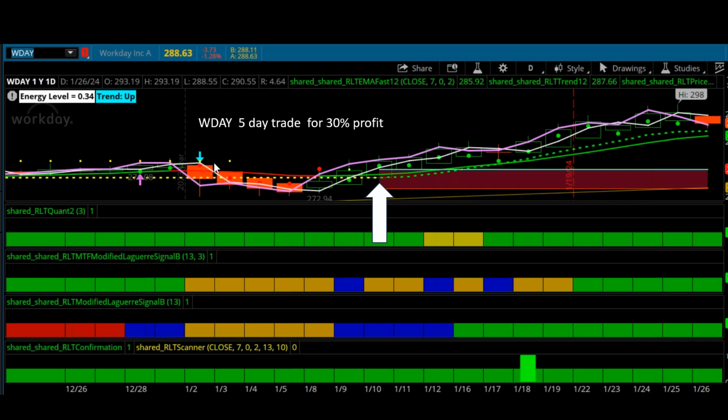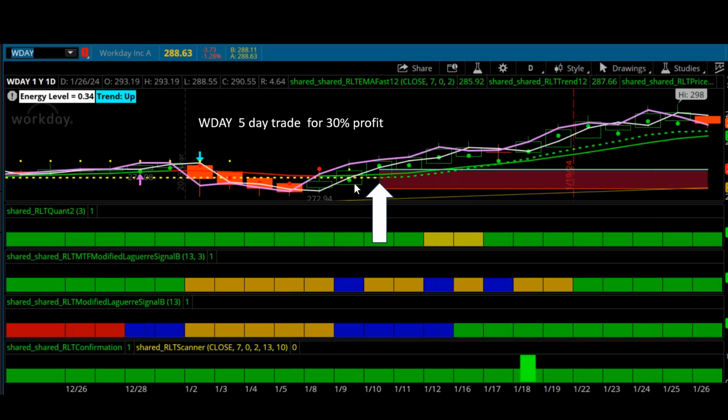This was Workday that we had. This was a 5-day trade using the daily chart. You see we actually took it right here. It was blue here and blue here. Now the multi-time frame went to yellow, so I had to be aware of what was going on, but the current time frame stayed blue. So I stayed in the trade.